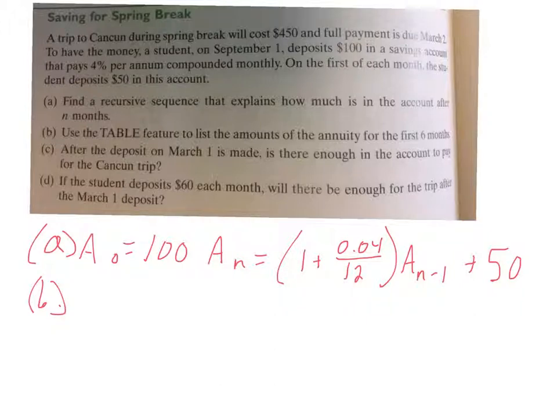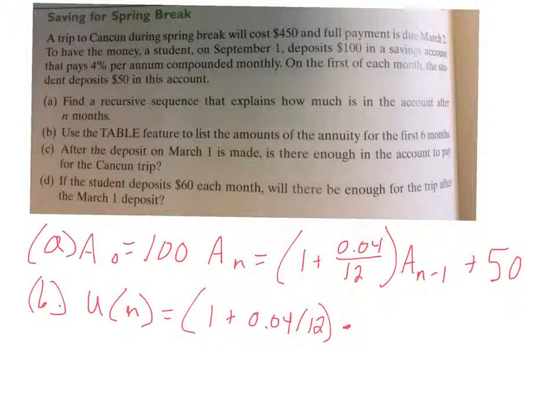So what we have to do here is we're going to use our calculator. For this part B, we want to use the table feature, so we have to enter it into our calculator. U sub n, this is what it's going to look like in our calculator, is going to be equal to 1 plus 0.04 divided by 12, that's pretty much the same, times, and because this is a recursive formula that you're entering into your calculator, it's a little different.